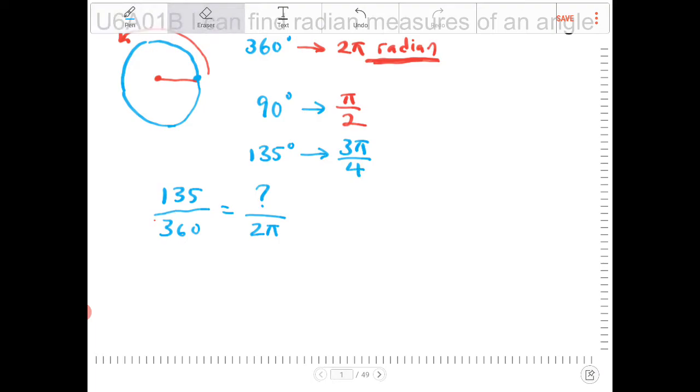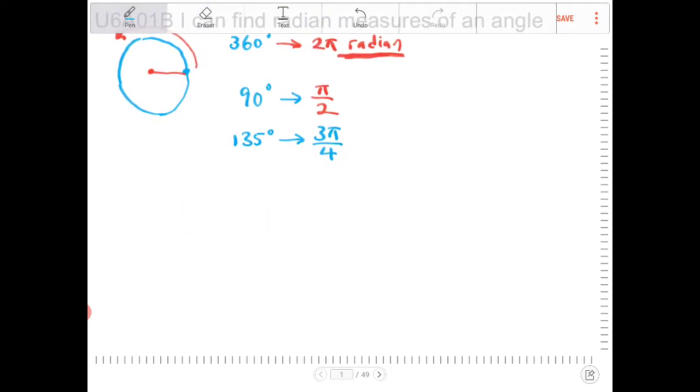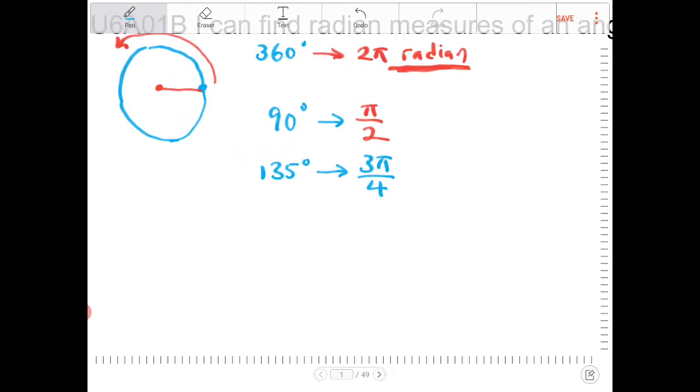If I were to create a conversion, instead of using a proportion all the time, let's say I call the angle theta. This is the angle in degrees. And I'm trying to figure out something in radians, which I'm going to call alpha. So this is an angle in alpha, that angle in radians.